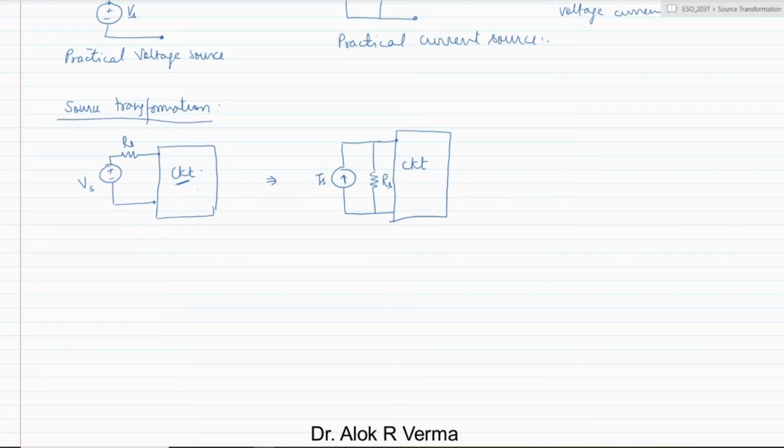As you can see, from terminals A, B, here also if we mark A, B, the circuit should not see any difference whenever we change the source, otherwise the full system will get disturbed. This means that the terminal characteristic of this and the terminal characteristic of this should be the same. That is the most important point of transforming a source into another source. First, the terminal characteristic should be the same.